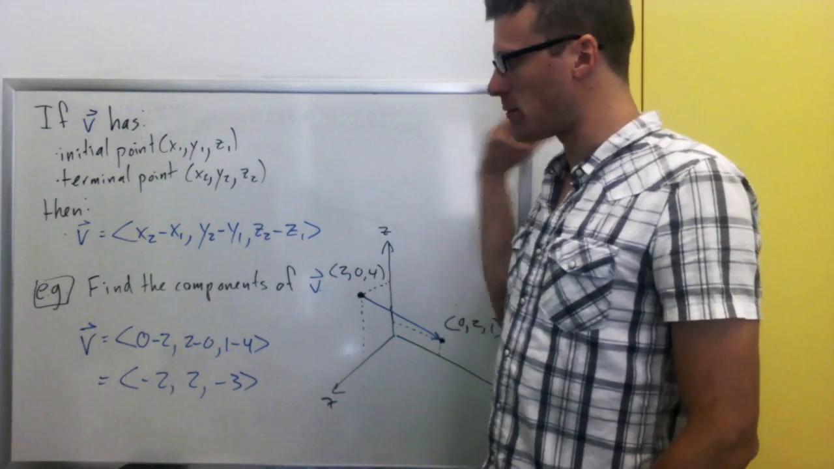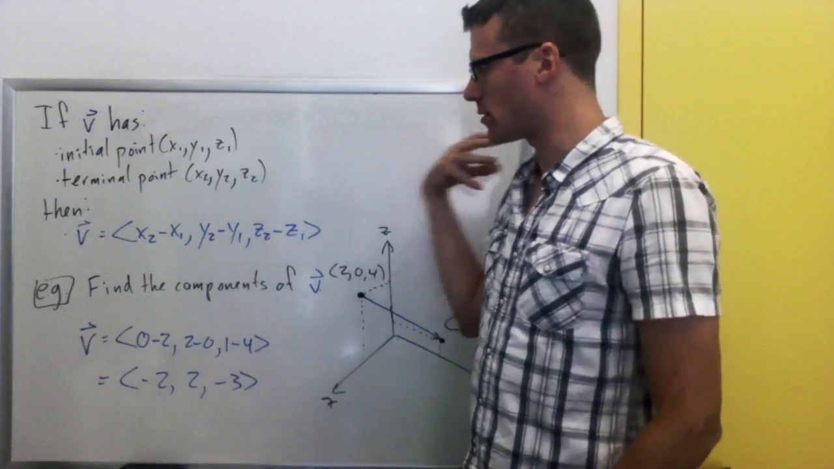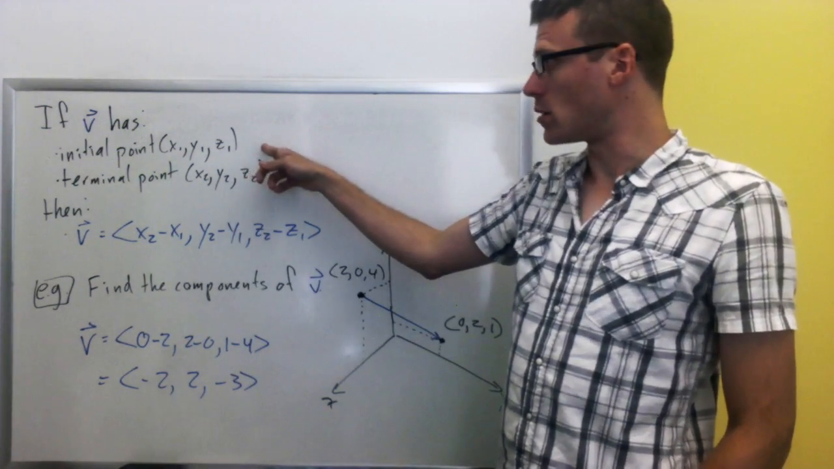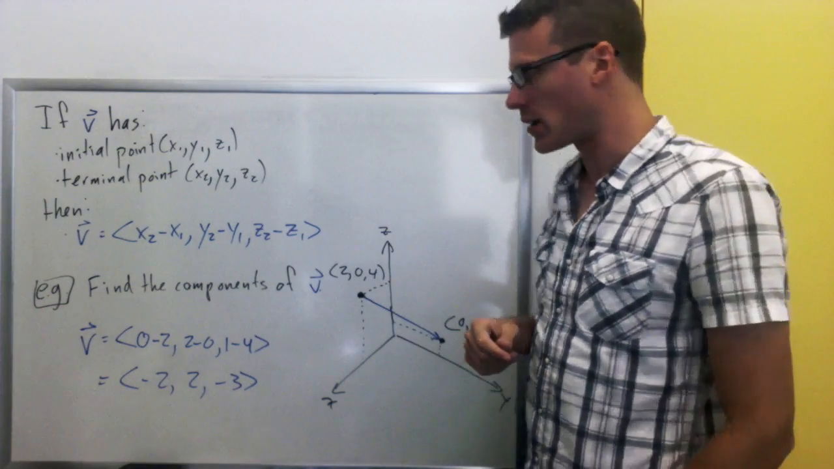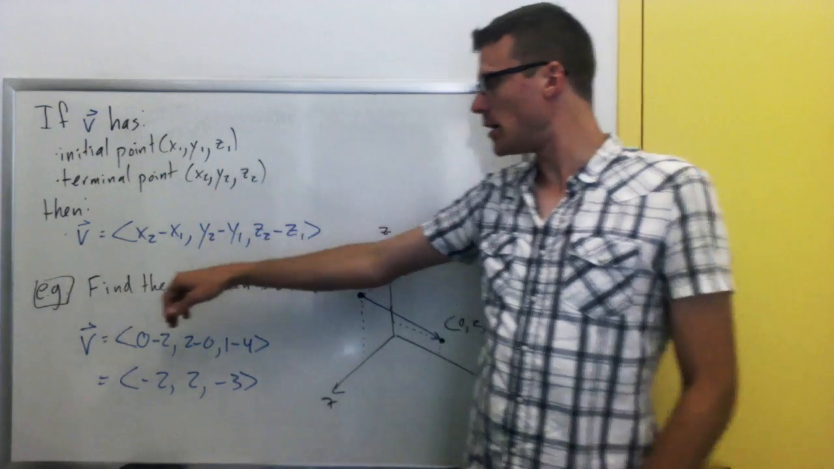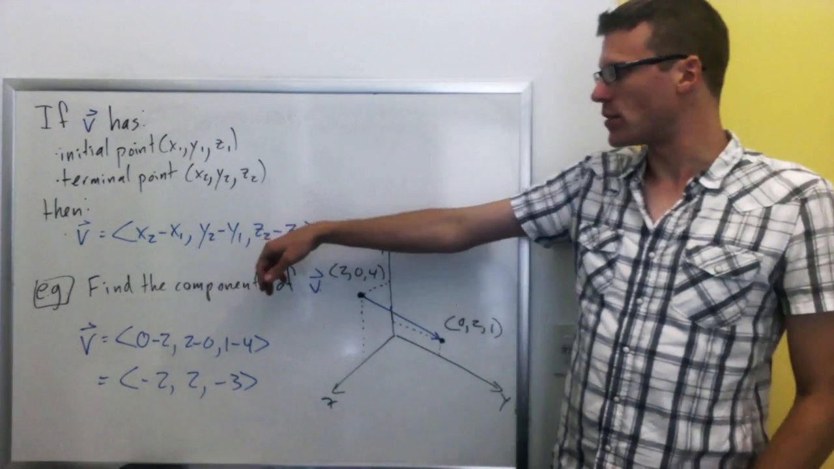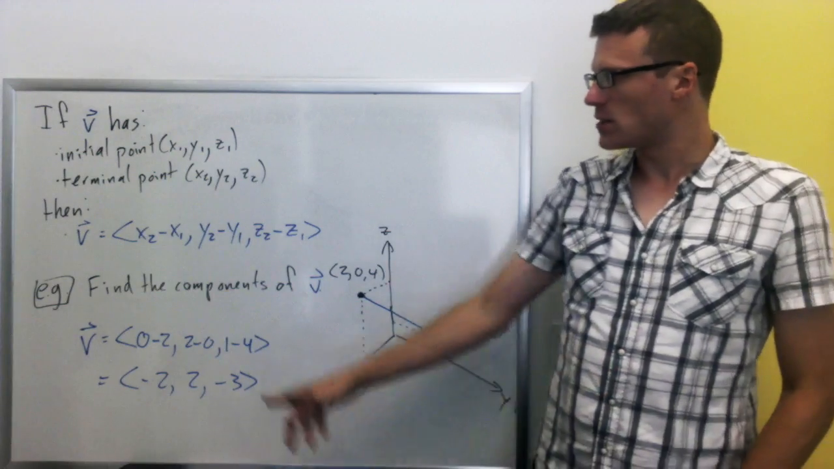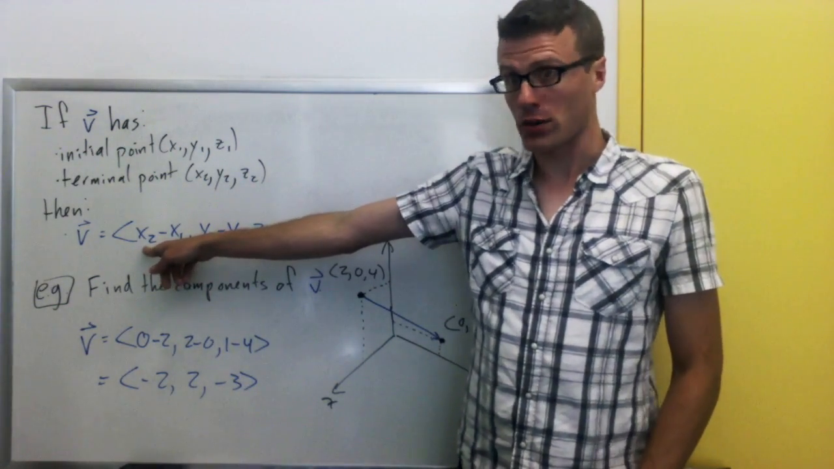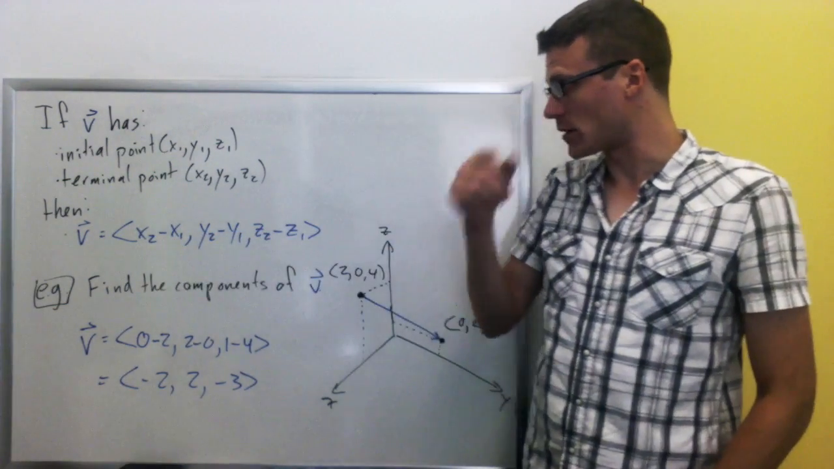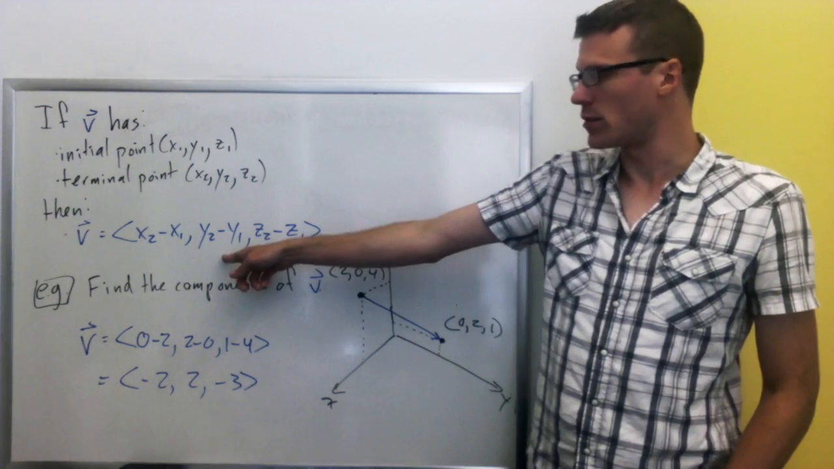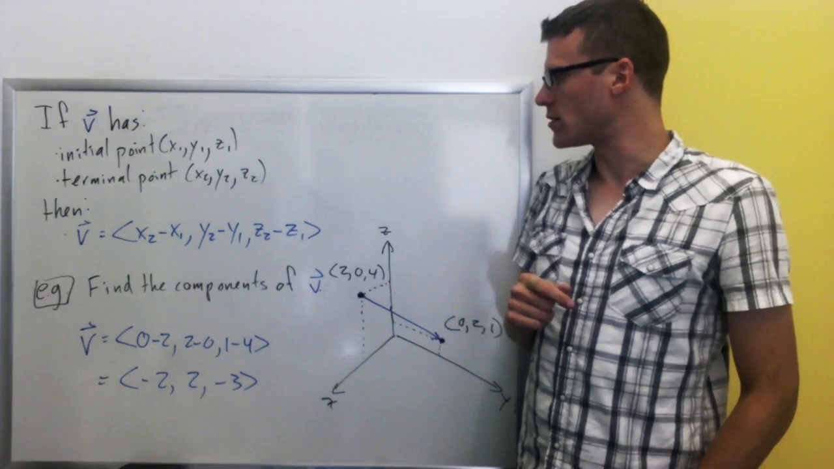Well, it's actually fairly simple to find the components so long as we have the initial and terminal point. So if the initial point is x1, y1, z1, the terminal point is x2, y2, z2, then the components of the vector v are just given by the differences of the coordinates. Specifically, the terminal coordinates minus the initial coordinates. So x2 minus x1 is the x component, y2 minus y1 is the y component, z2 minus z1 is the z component.